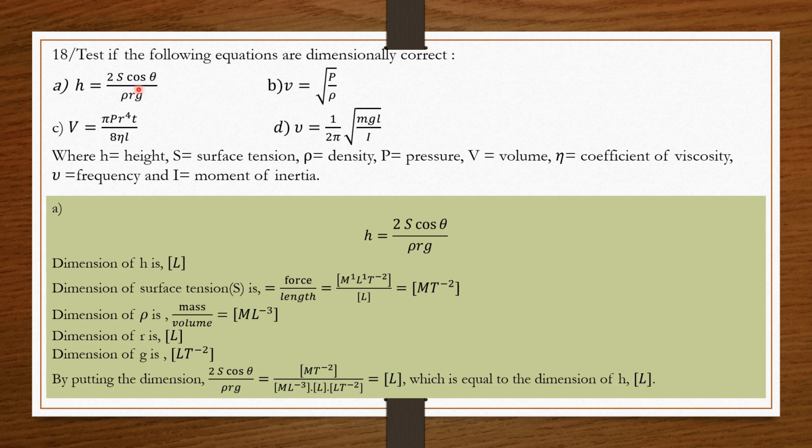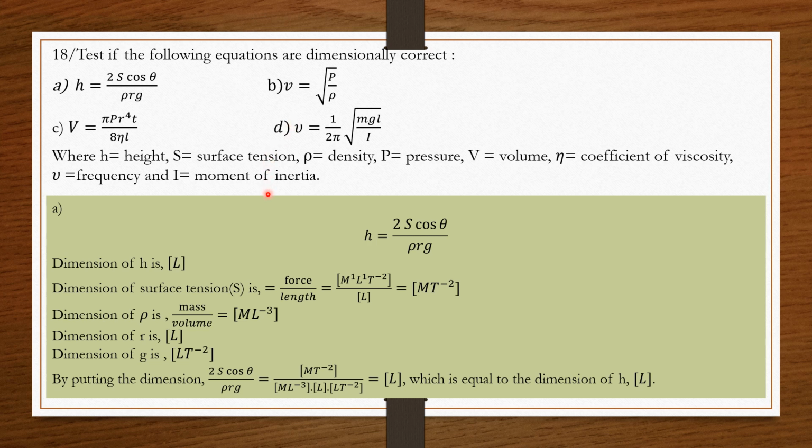Then test if the following equations are dimensionally correct. So we are given four equations where h is the height, s is the surface tension, rho is the density, p is the pressure, v is the volume, and eta is the coefficient of viscosity. Here nu is the frequency and I is the moment of inertia. Here you can see four equations. So we have to check whether each is dimensionally correct or incorrect.